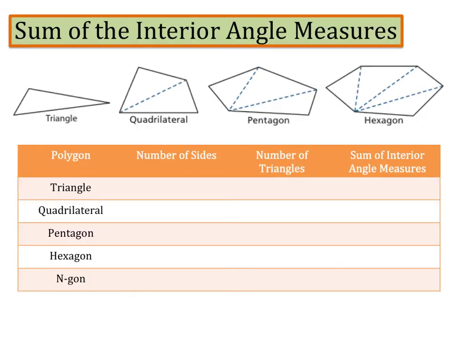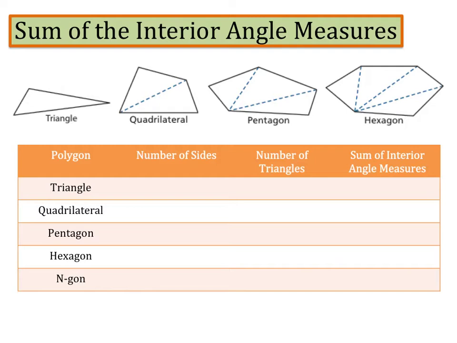Now to find the sum of the interior angle measures in any polygon, you want to be able to break down the polygon by drawing diagonals. Every time you draw diagonals, you will get different amounts of triangles. And since you already know the sum of the interior angles of a triangle, you can figure out the sum of the interior angles of an entire polygon. So let's examine this.